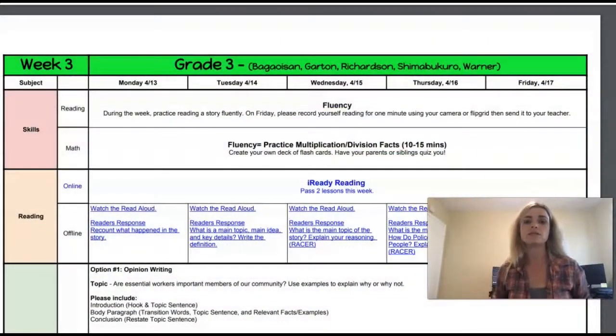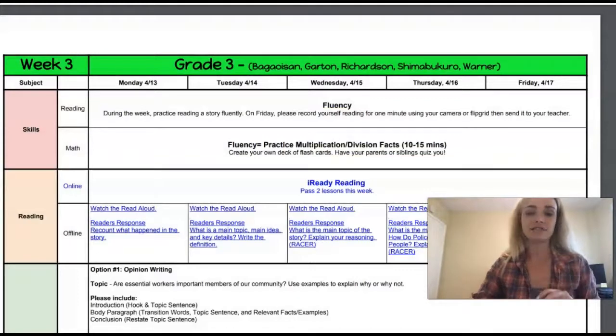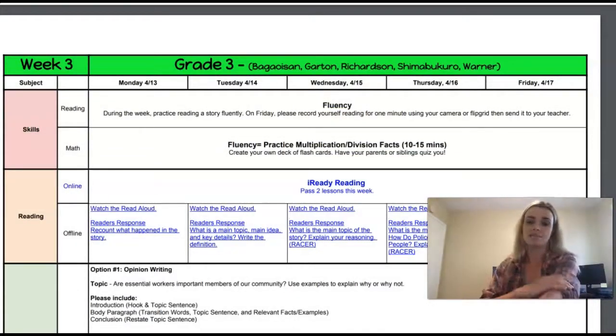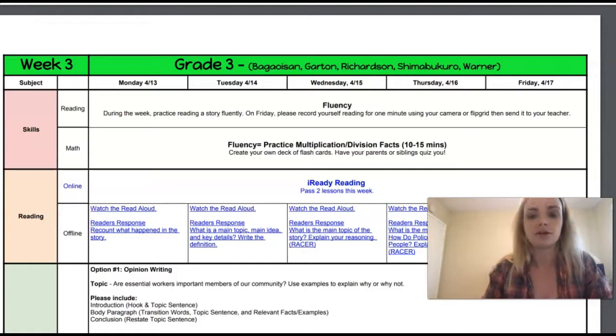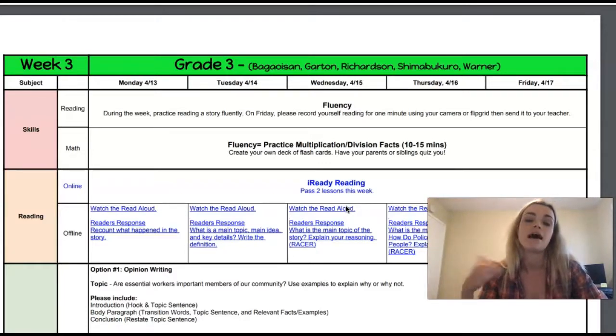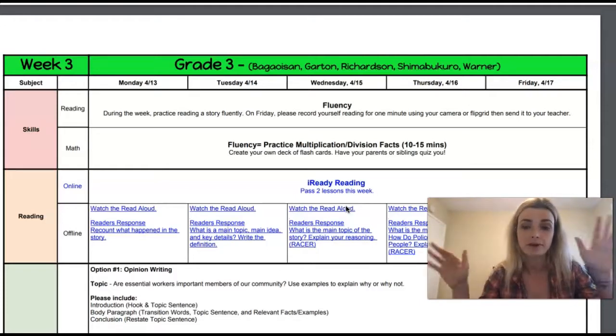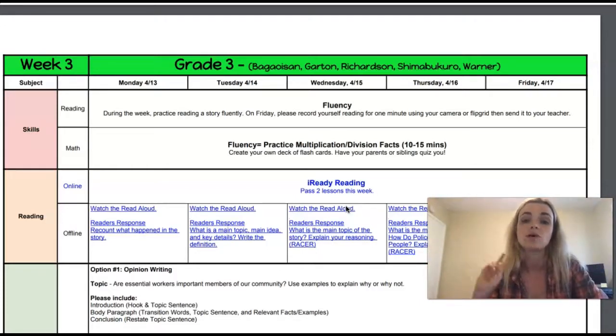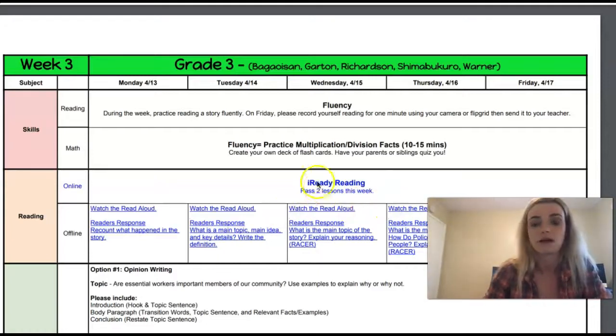For math skills, you are still taking 10 to 15 minutes and you are practicing your multiplication or division facts, okay? Next part is iReady Online. You're going to be doing passing 2 lessons. That is really important that you are at least passing those 2 lessons. I see that when I check, some of us are starting the lessons, but maybe we're not finishing or passing them. So everyone this week has to pass 2 reading lessons for iReady if you are doing the online portion.